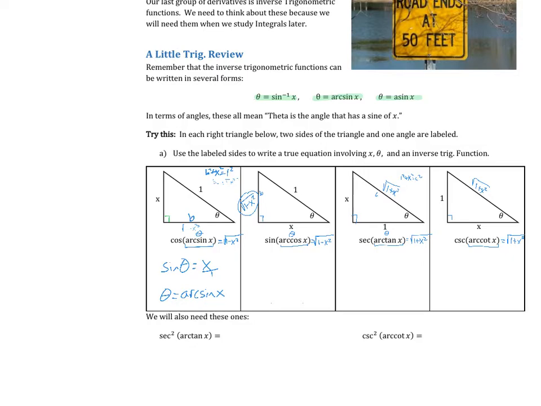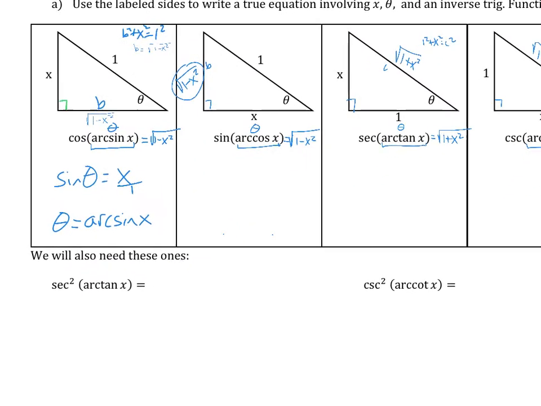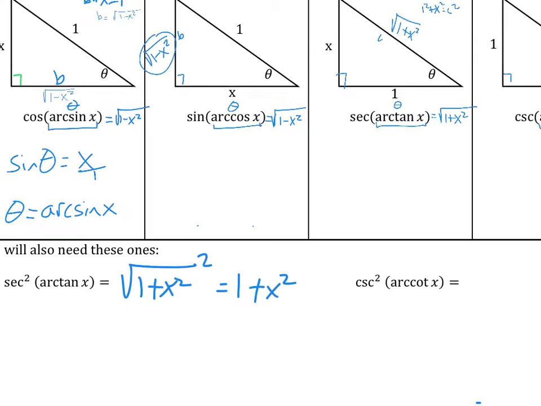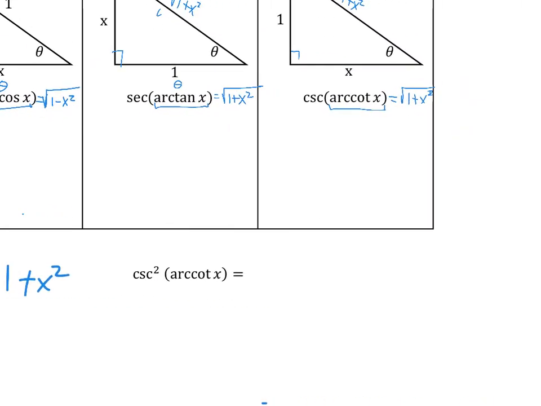We're also going to need to find these out, the secant squared of arctangent. Well, secant of arctangent of this is just going to be the square root of 1 plus x squared, squared, which is 1 plus x squared. Okay, in just a moment we're going to need the cosecant of arc cotangent squared. So in other words, we're going to need this square root of 1 plus x squared, squared, and that is going to be 1 plus x squared.